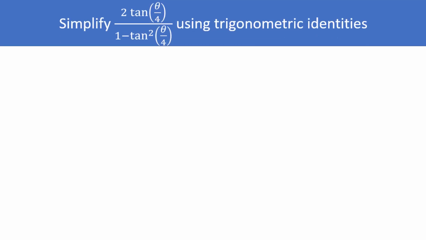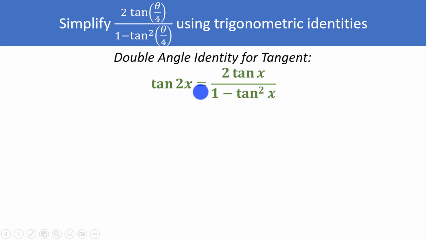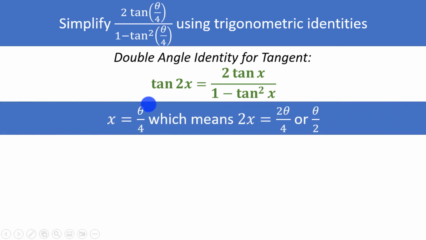Let's try simplifying 2 times the tangent of theta over 4 divided by 1 minus tangent squared of theta over 4 using trigonometric identities. Basically what you should do is just look at your list of identities and find one that matches what we have in our problem. In this case, we know that tangent of 2x is equal to 2 times the tangent of x divided by 1 minus tangent squared of x. In our case, the angle x is equal to theta over 4, which means that 2x, which we need in our double angle identity, is 2 theta over 4, or just theta over 2.